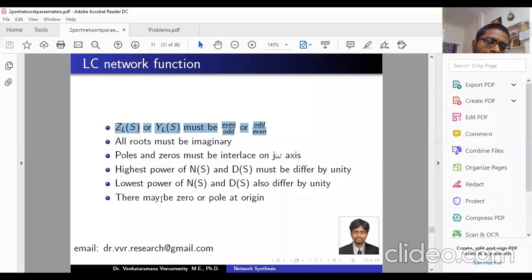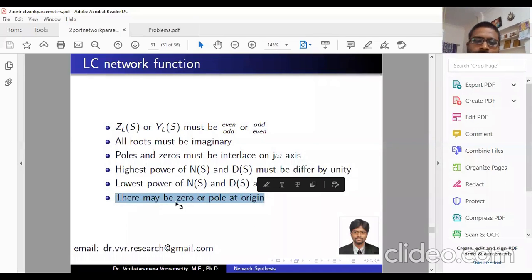So here it is telling that it may be. That means this condition must not be satisfied. It may be. The 0 or pole may be located at the origin. So these are the 6 parameters or 6 properties for the LC function, and these properties can be helpful for us to decide whether the given network function is an LC network function or not.